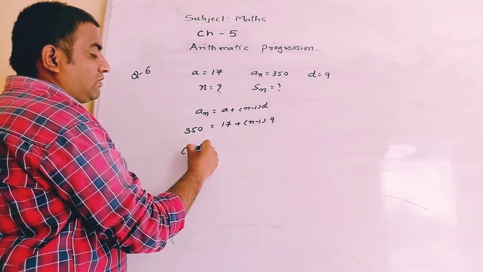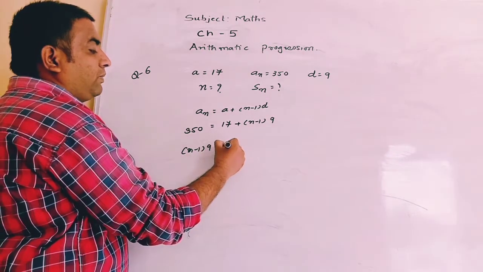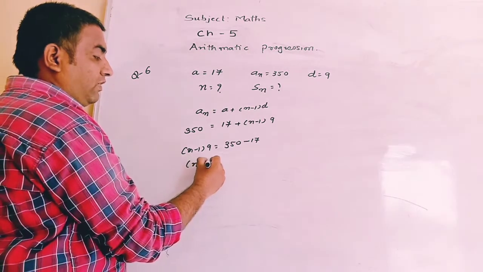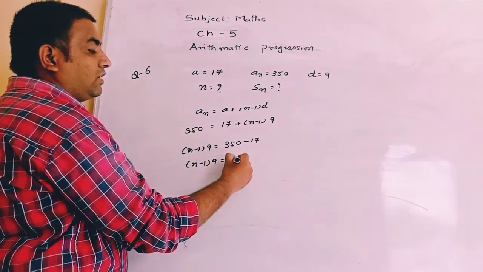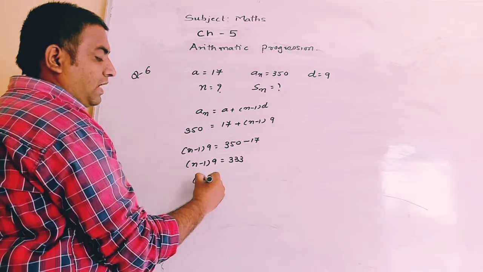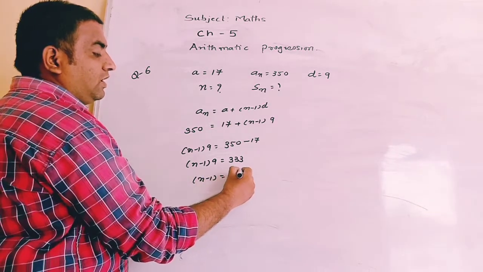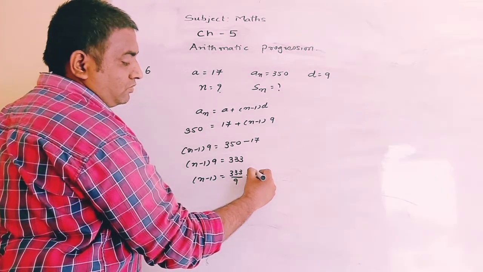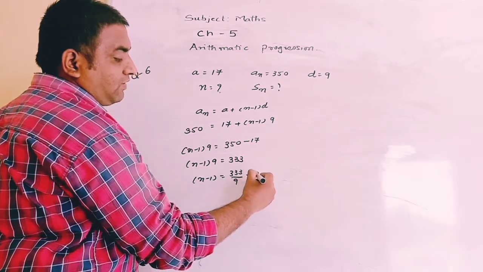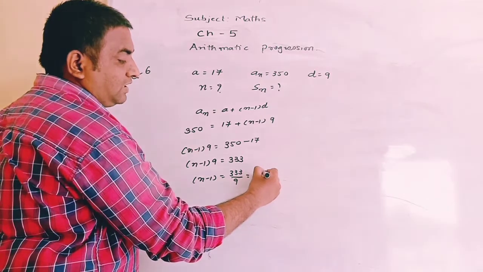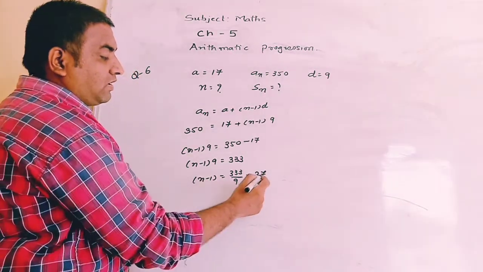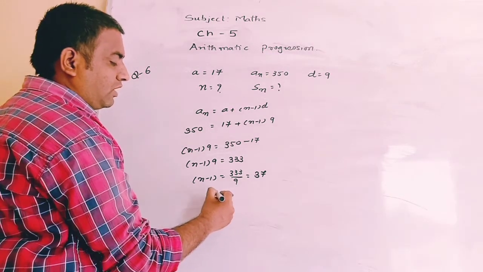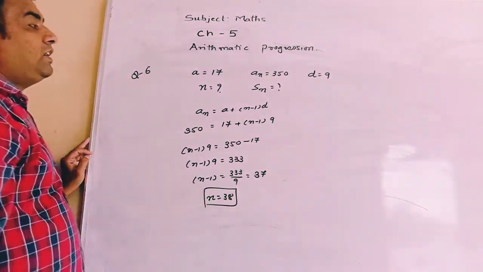So n minus 1 into 9 equals 350 minus 17. So 350 minus 17 we do, it will be 333. Which we divide by 9, 333 divided by 9, 9 3s are 27, 6, 3, 9, 7. So n minus 1 equals 37, so minus 1 will go to the other side, so n equals 38. Now total 38 terms are there.